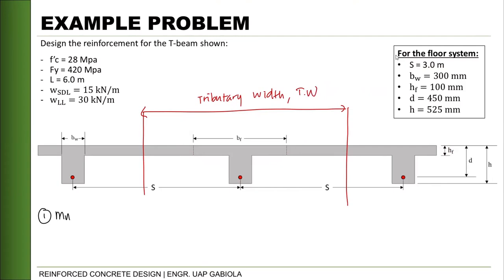Okay, so kung i-carry niya yan, yung half nitong portion na to is S over 2. So S over 2 is 1.5. So this is 1.5, then the other side, 1.5. Meaning, 3 meters yung tributary width natin. Okay? So meaning, yung ating mga loadings, ito yung kailangan nating ipakarga do sa T-beam natin.